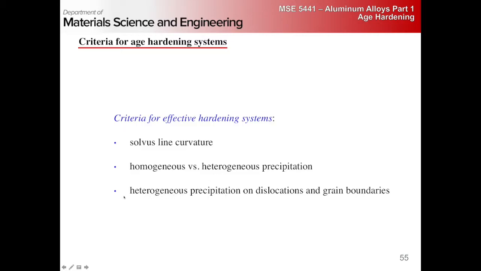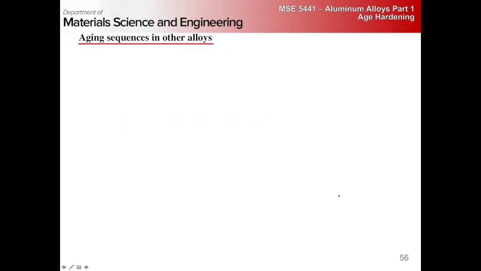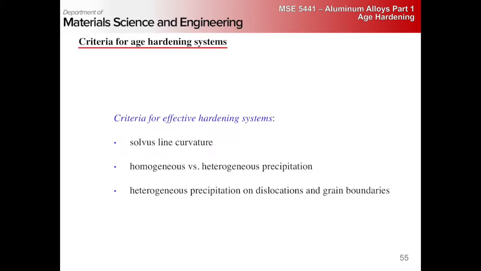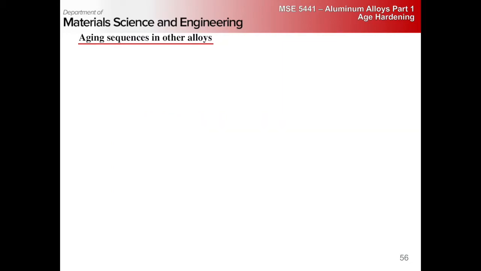And then how hard the heterogeneous precipitation on dislocations and grain boundaries, and I'll add on other intermediate phases there. So let's look, we've talked a lot about aluminum copper, the binary, as being sort of the archetype composition for age hardening. And we talked about the sequence from GP zone to theta double prime to theta prime to the equilibrium theta phase. Let's take a look at some other alloys.